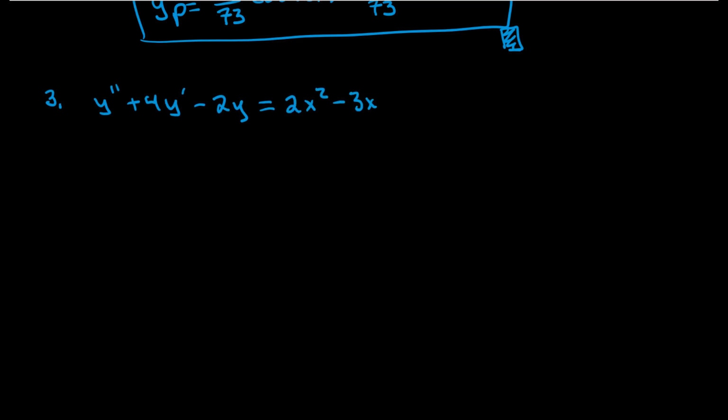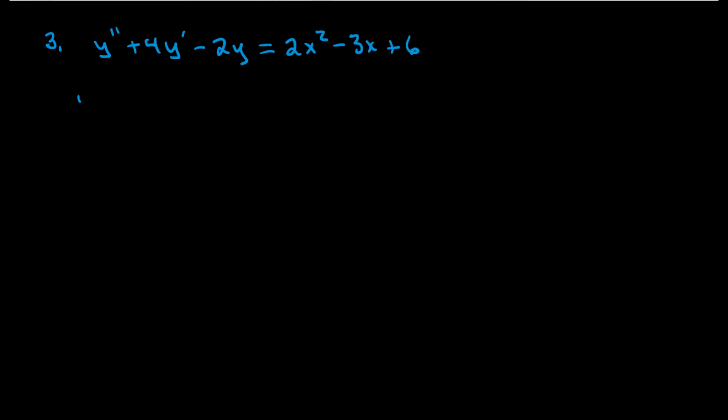And then it's going to be plus 6. This one is going to work very similar to the very first one that we did. We're going to use the same proposed or trial particular solution that we did earlier. We're going to let our y of p equal ax squared plus bx plus c.